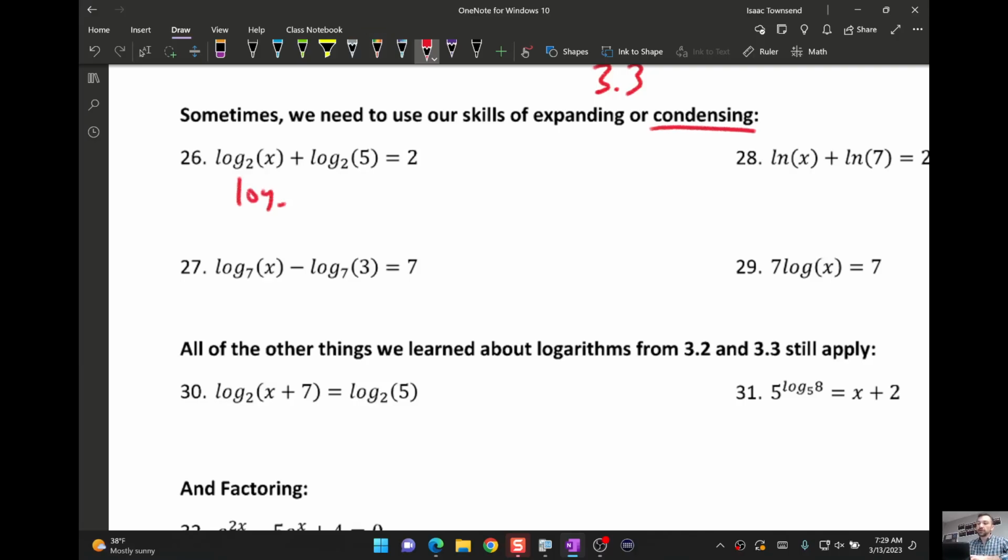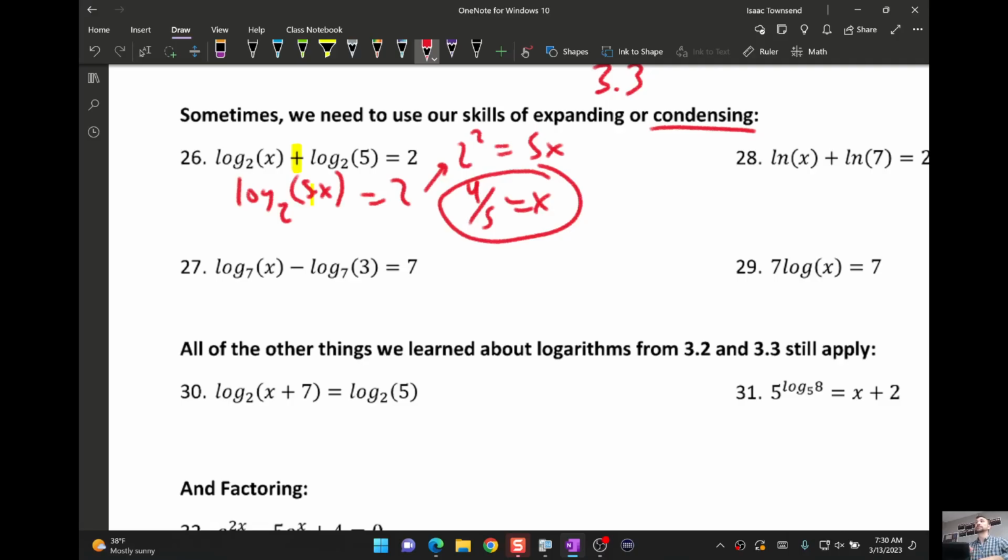Unless you say, well, wait, I can shove these together into one logarithm. Addition condenses into multiplication. And then all of a sudden it does look like what we were doing on the other side. Now you can switch forms and solve for x. But if you don't consider expanding or condensing, sometimes you're going to get stuck.